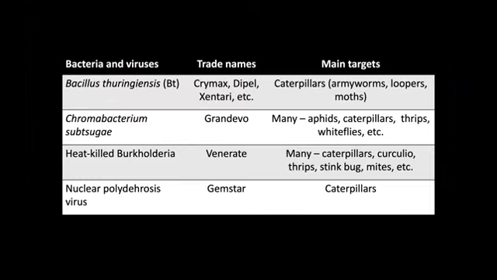And here I'm showing you the list of some biopesticides that are based on bacteria and viruses, and these are also commercially available. The most commonly known one is Bacillus thuringiensis. Its target is caterpillars, and the nuclear polyhedrosis virus also works against caterpillars.